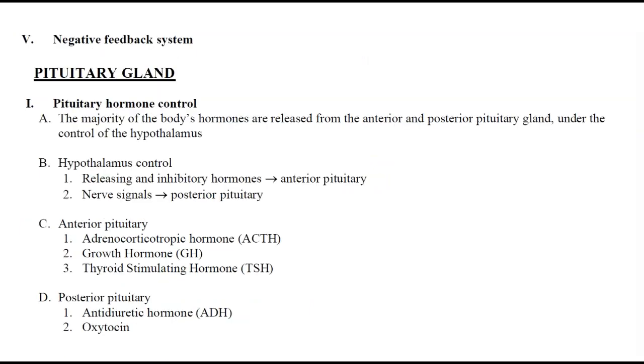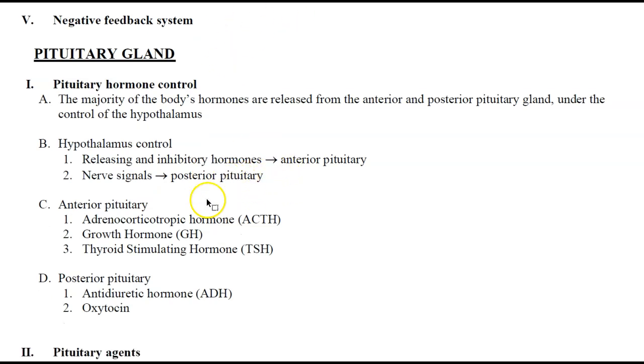From the anterior pituitary, some of the hormones that are released are the following. You have the adrenocorticotropic hormone or ACTH. You also have the growth hormone or GH and thyroid stimulating hormone or TSH. And from the posterior pituitary, you have the antidiuretic hormone or ADH and oxytocin.